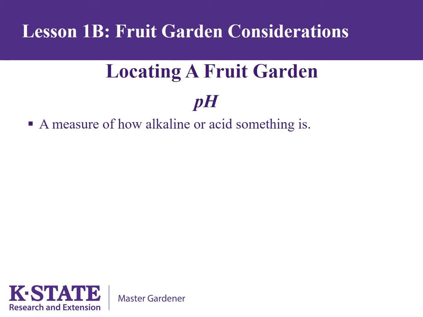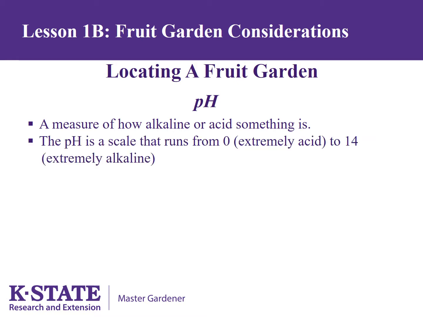The pH is a measure of how alkaline or acid something is. It is a scale that runs from 0, which is extremely acid, to 14, which is extremely alkaline. This is a logarithmic scale. Therefore, a pH of 6 is 10 times as acid as a pH of 7. A pH of 5 is 100 times as acid as a pH of 7, and a pH of 4 is 1,000 times as acid as a pH of 7. So a 1-point change in pH represents a 10-fold increase or decrease in acidity or alkalinity.